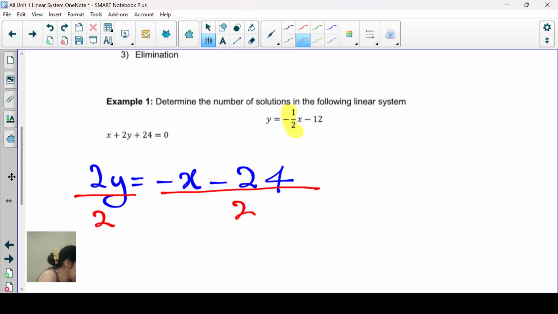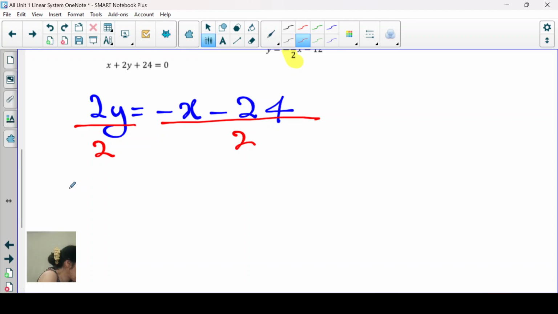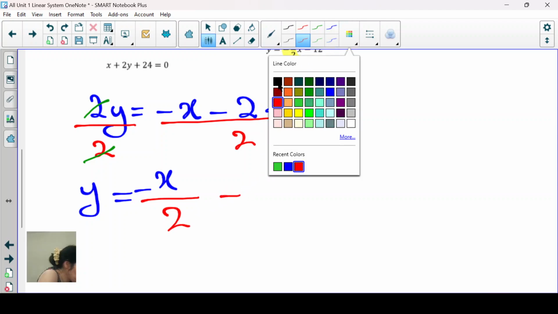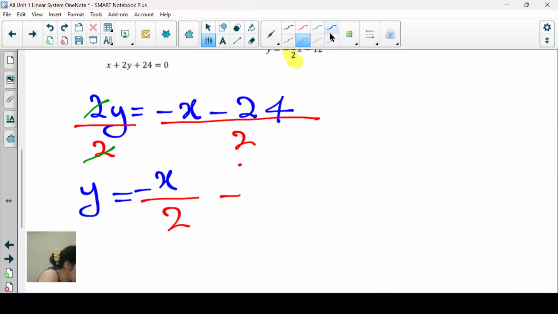This is exactly equal to, I'm going to simplify this. It's exactly equal to y equal to negative x divided by 2, negative 24 divided by 2.